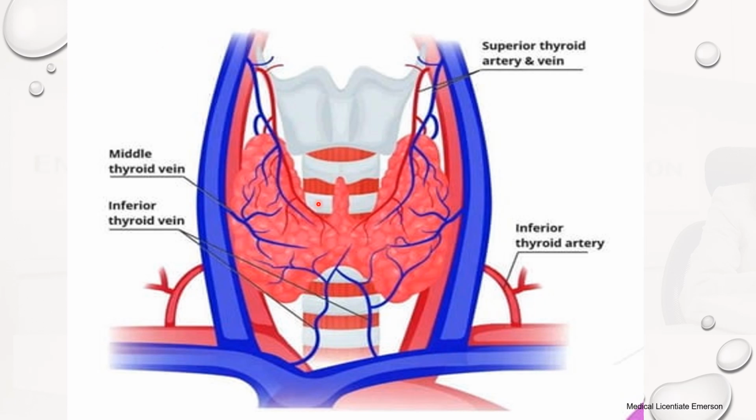So this is what we are talking about. This is the pyramidal lobe. A small portion of people actually have this. Then the isthmus, the left lobe, the right lobe. The arteries: the superior thyroid artery and superior thyroid vein, the inferior thyroid artery, the middle thyroid vein, the inferior thyroid vein.